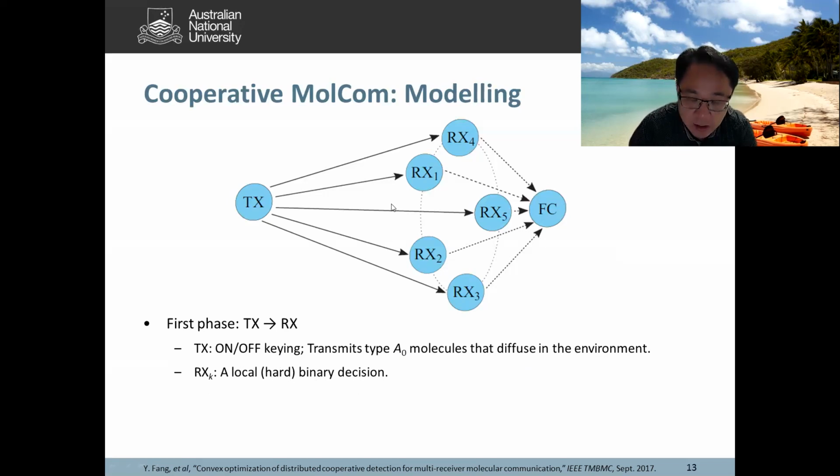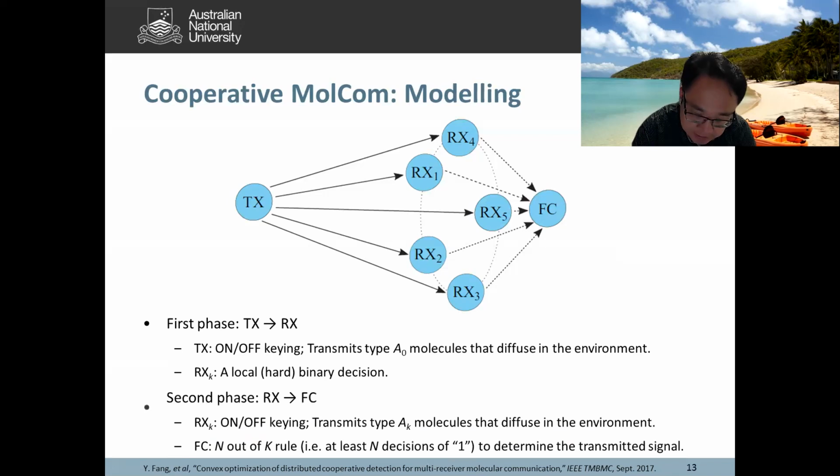That means the receiver counts the molecules it receives from the transmitter, and then makes a decision of either 0 or 1 based on the received molecules. In the second phase, the receivers transmit their decisions to the fusion center. Again, each receiver adopts on-off keying as well. So receiver K, if it would like to transmit a bit of 1, transmits type AK molecules that diffuse into the environment.